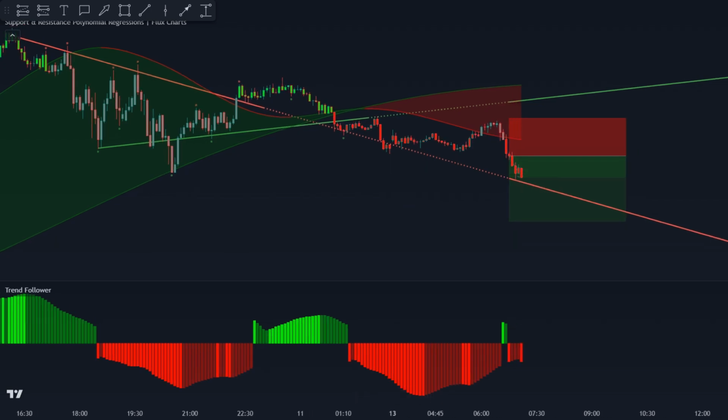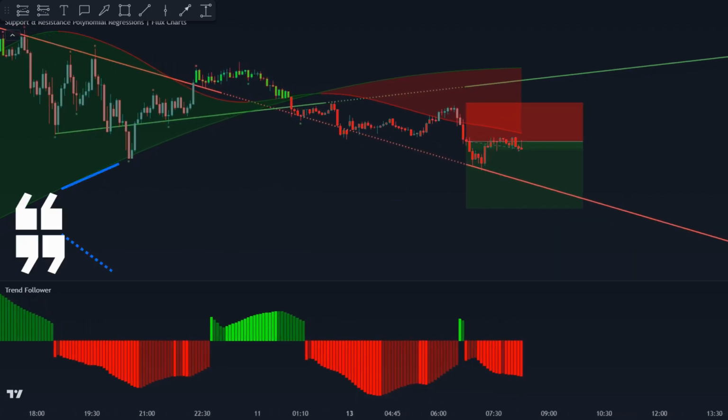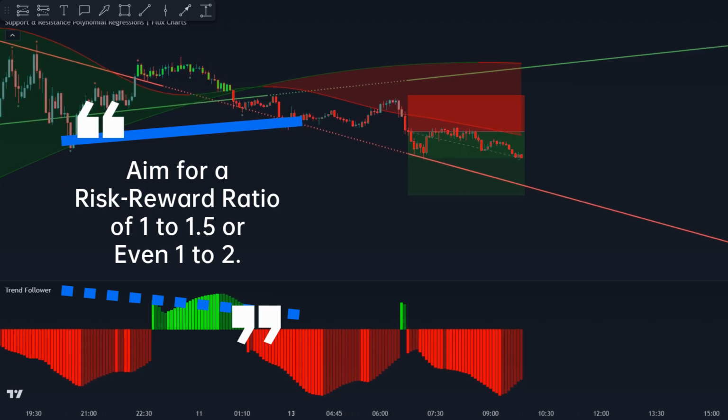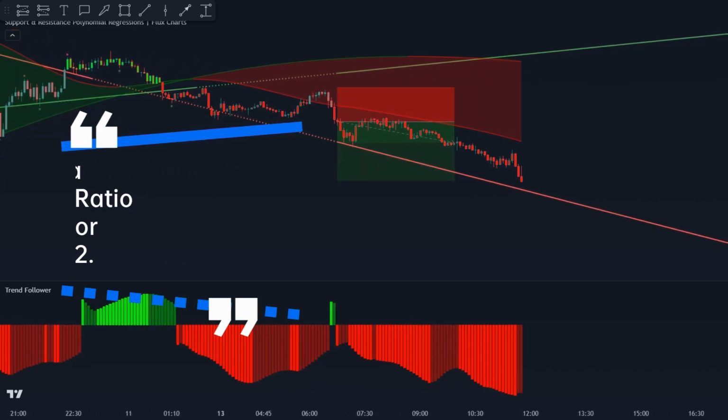Set a stop loss order a little bit above the recent swing high. Finally, let's talk about taking profits. A good rule of thumb is to aim for a risk-reward ratio of 1 to 1.5 or even 1 to 2.